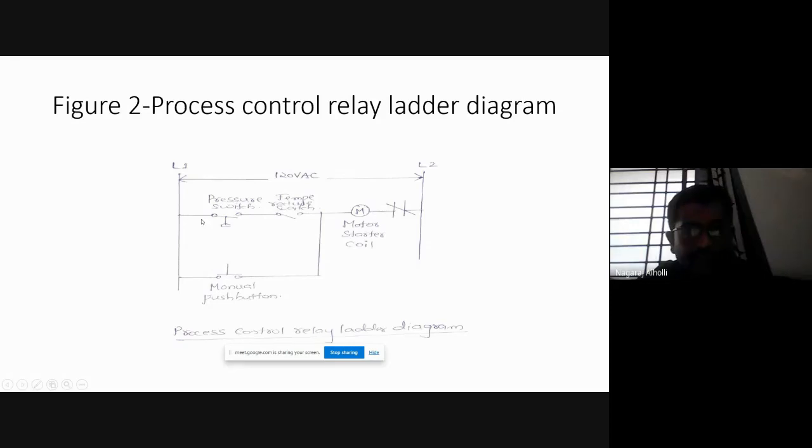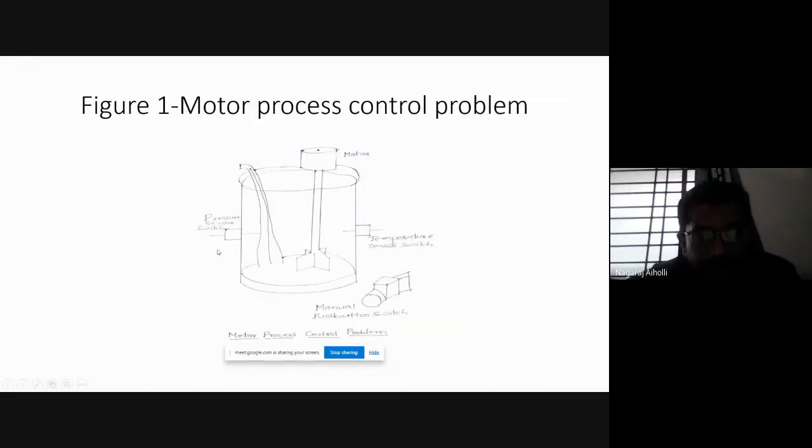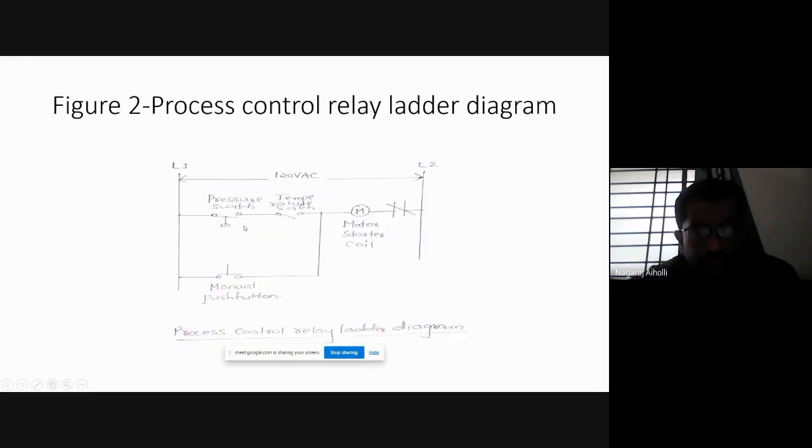What is the necessity of connecting the pressure switch and temperature switch in series, and why are we connecting the push button in parallel? Now what is the problem? We have to know the problem here. The problem is that the pressure switch and temperature switch, when the pressure reaches its defined value and when the temperature reaches its defined value, then the motor will start to operate. So that is one condition: the pressure switch and temperature switch both close their contacts only when their values reach the fixed or reference value.